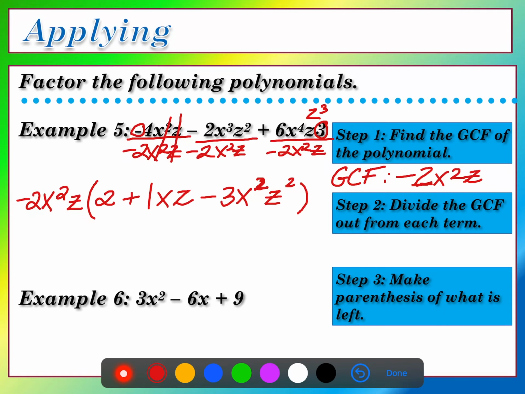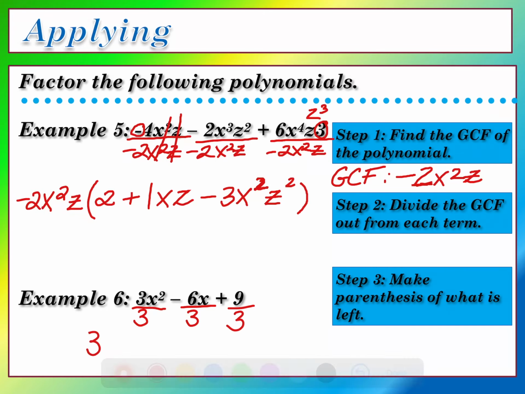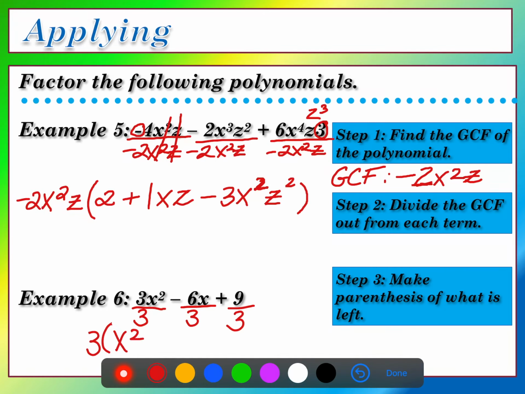All right, this bottom example, I'm looking between 3, 6, and 9. I could take a 3 from each one, and with x squared, x, and a constant, I can't take any variable out. So the only thing I can take is that constant. Okay, so we're just going to divide that out and make our final answer look like a distributive problem.